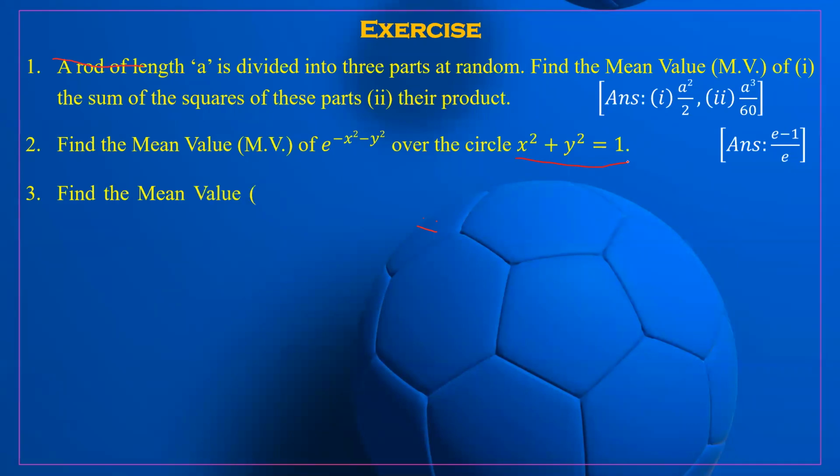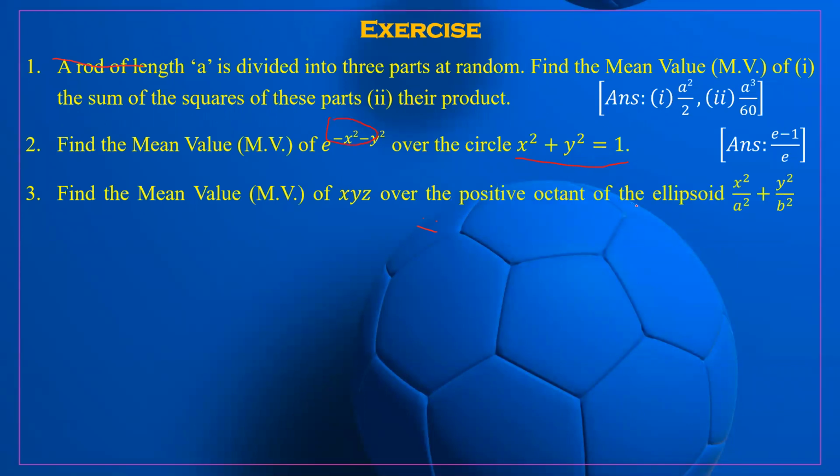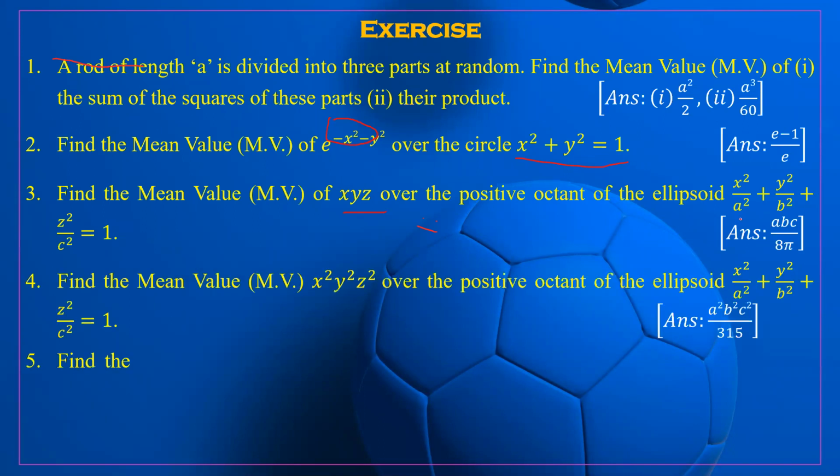So what are the limits of theta? If we convert into polar form, because it is not possible to integrate this part directly, we put x equal to r cos theta, y equal to r sin theta. Similarly, find the mean value of xyz over the positive octant of the sphere. Find the mean value of x square, y square, z square over the positive octant of the sphere.